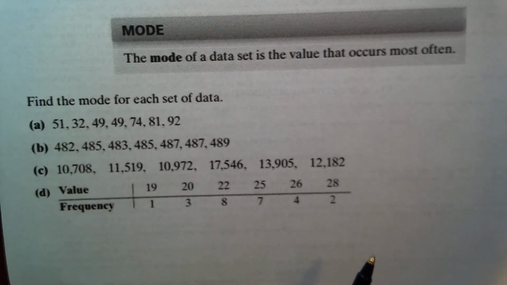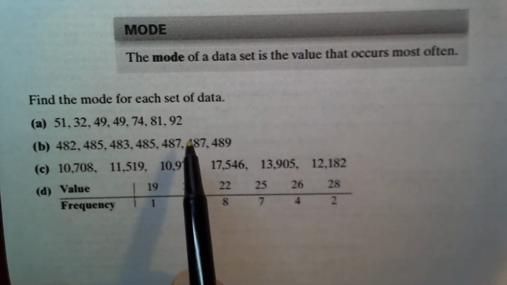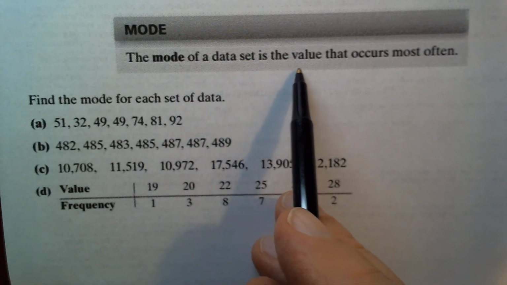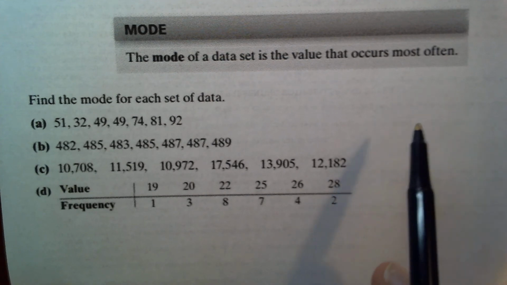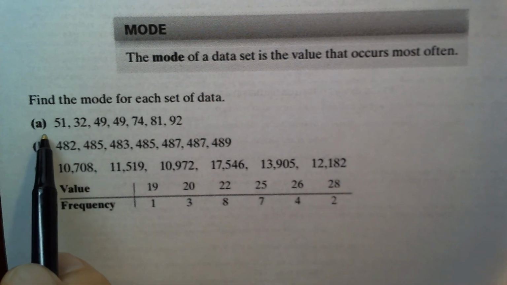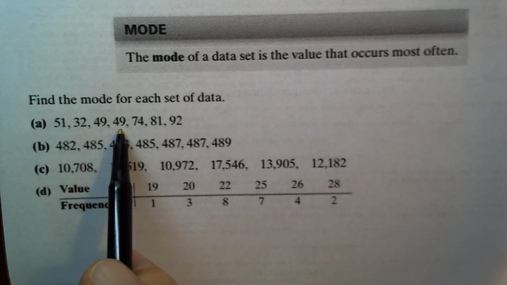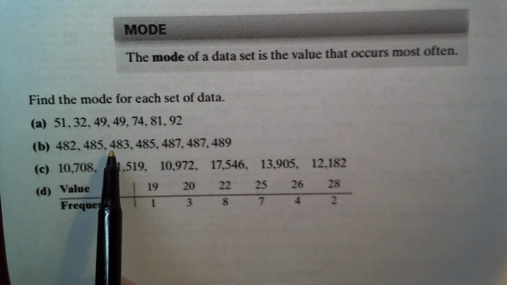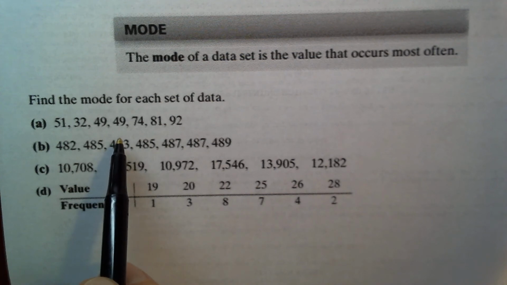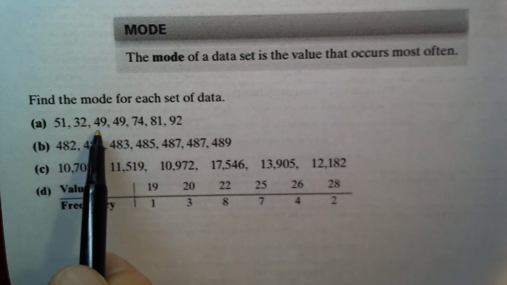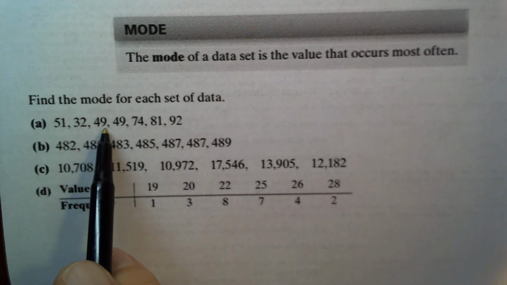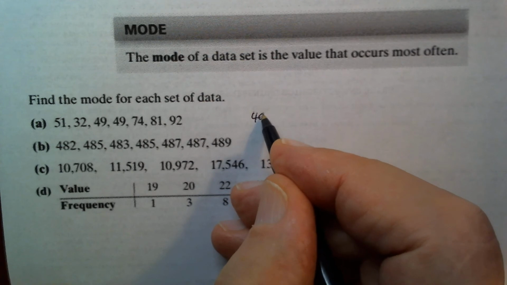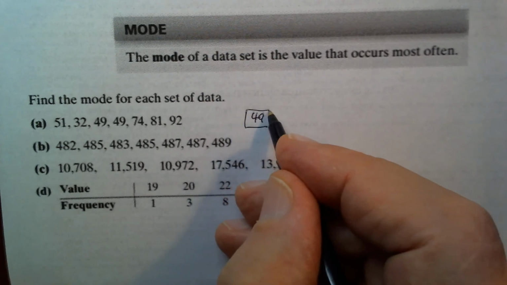Next, let's talk about the mode. It's a very simple concept, because the mode of a data set is the value that occurs most often. So here's a data set: 51, 32, 49, 49, 30, 74, 81, and 92. Notice they don't have to be in ranking or anything like that. We notice that 49 occurs more often than any other number. So 49 is the mode of this data set.